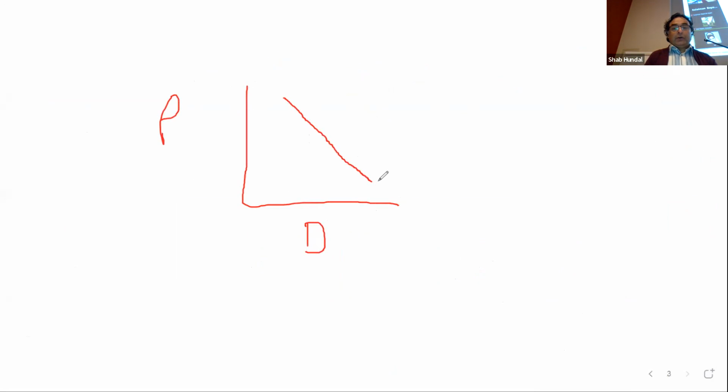If I imaginarily extend this line to the origin, right? And there's an angle of 45 degrees. Yeah. I would say that then the price elasticity is exactly equal to 1. In other words, if there is a 5% increase in the price, there is a 5% decrease in the demand. So they are matching.